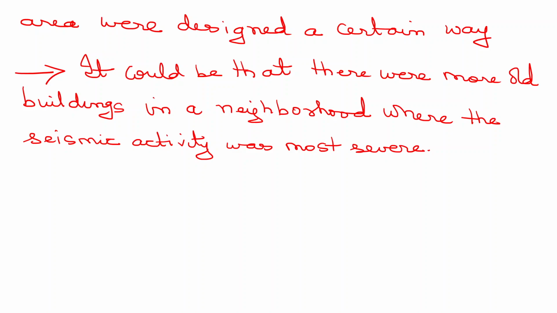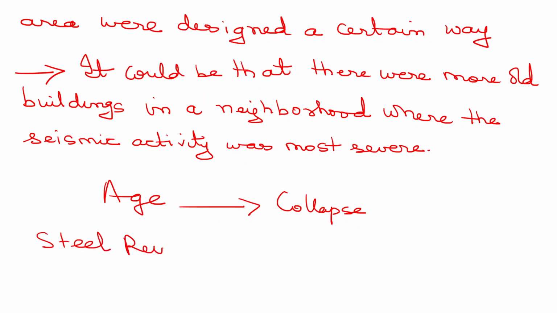So basically, in all these cases, just looking at data and concluding that age is a cause for collapse, or steel reinforcement is a cause for collapse, you cannot directly attribute these factors as reasons behind the building's collapse. Because you might find a correlation between older buildings and the buildings that collapsed, or a correlation between buildings having steel reinforcement and not collapsing during the earthquake.